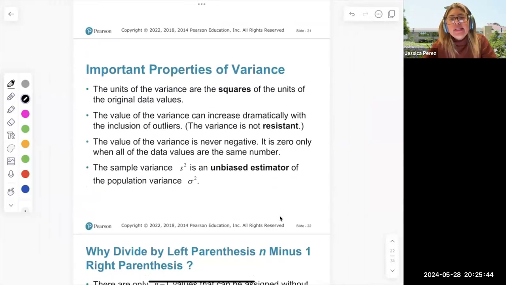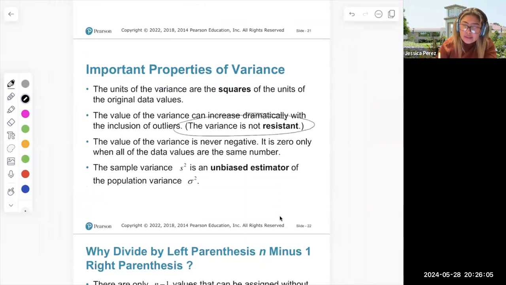So what is the important property? On the one before, standard deviation had its own important properties, now the variance. The important properties about the variance: the units of the variance are the squares of the units of the original data value. The value of variance can increase dramatically with inclusions of outliers. So again, the variance is also non-resistant. The value of the variance is never zero or negative.